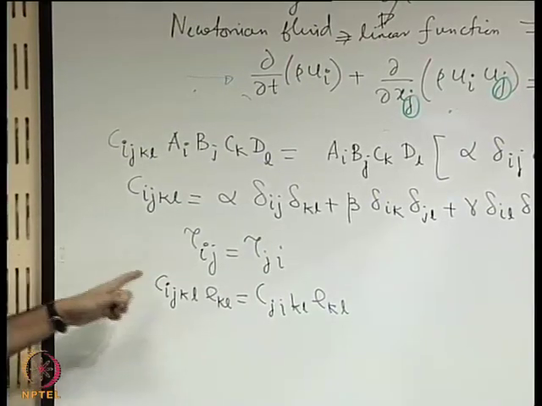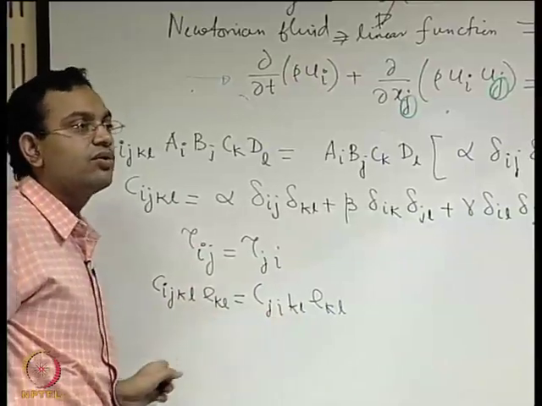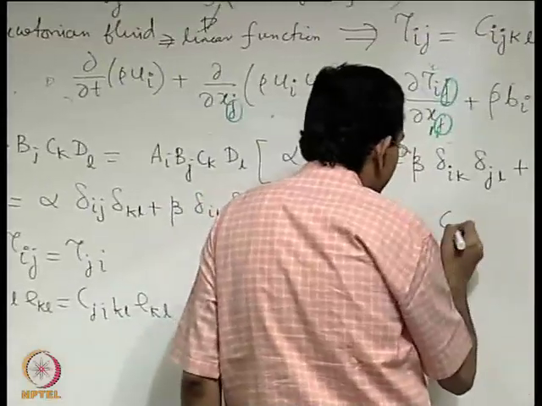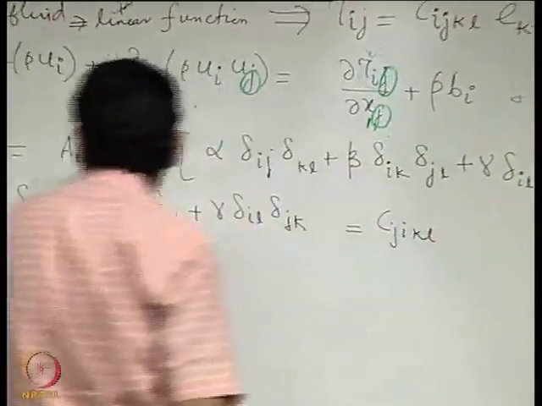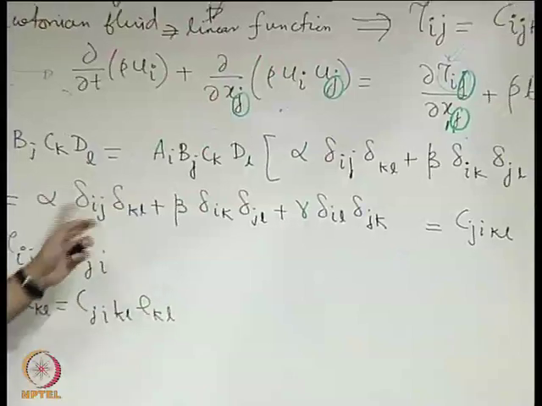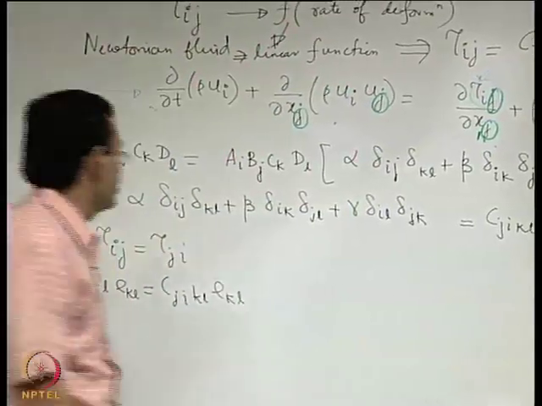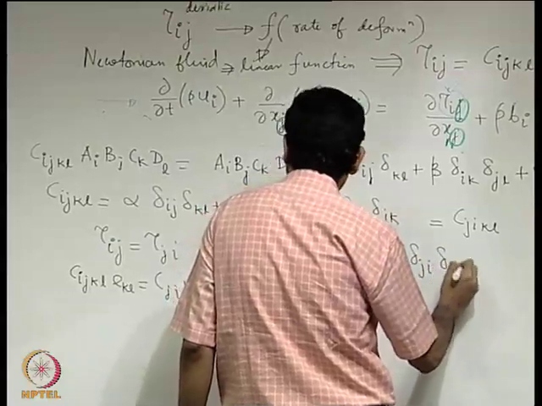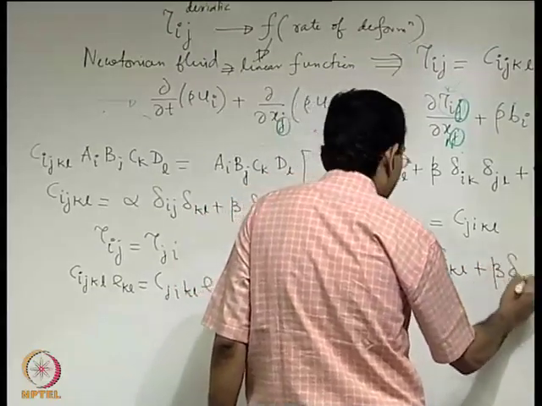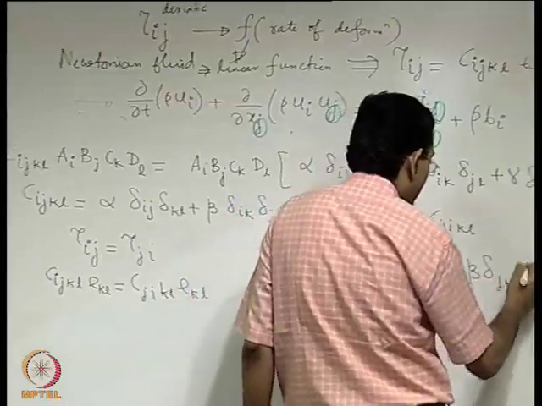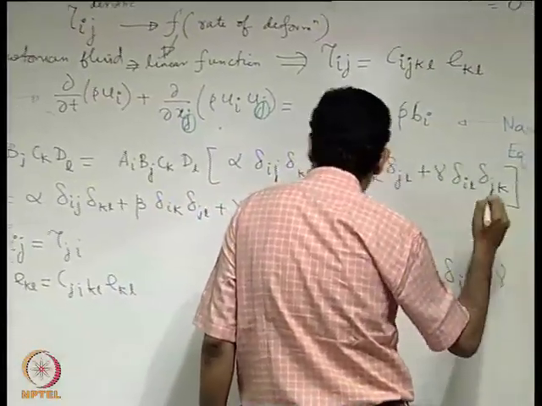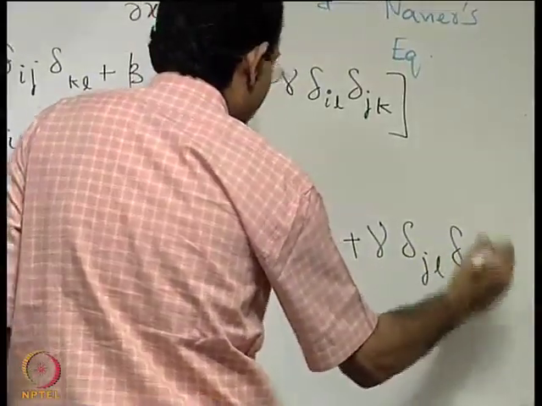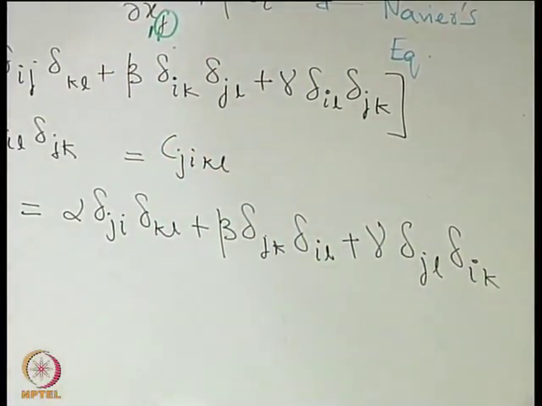So, what it follows is that you must have C_ijkl equal to C_jikl. So, how do you write C_jikl? Just switch i and j here. So, that will be equal to alpha delta_ji delta_kl plus beta delta_jk delta_il plus gamma delta_jl delta_ik. We have just switched i and j.